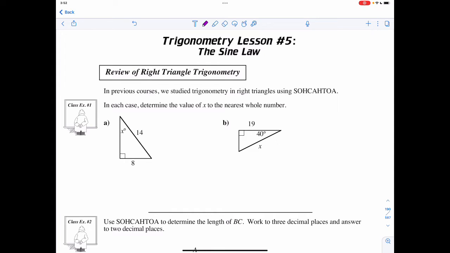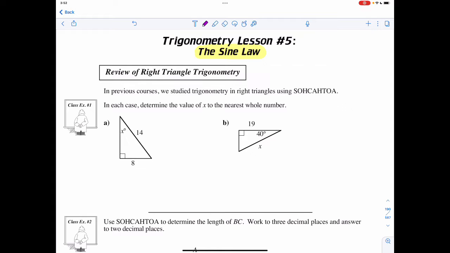All right, for this lesson, we're going to take a look at how to solve non-right angle triangles using what is called the sine law. Now, it won't work for all right angle triangles, but we'll get into the circumstances where you can use this. So in order to do this, first thing we need to make sure that we know how to solve angles and side lengths given a right angle triangle, like we did in grade 10.